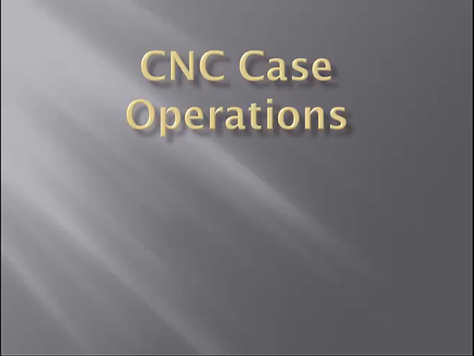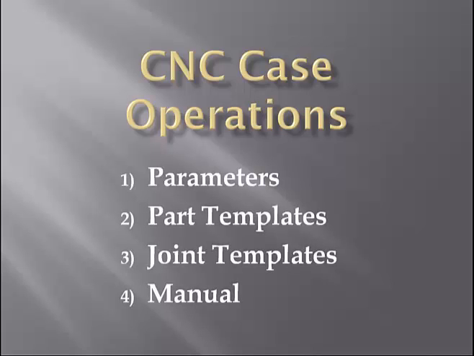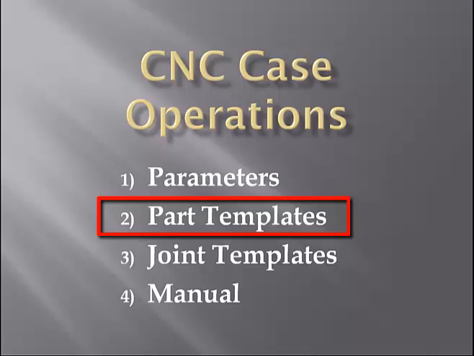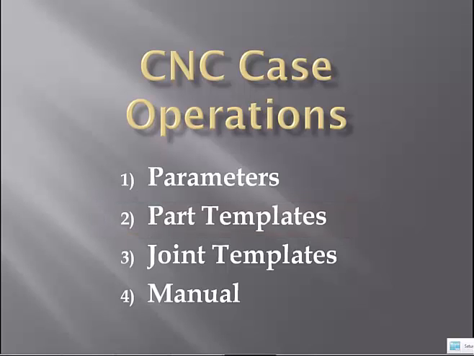This video will continue the discussion of CNC operation for case parts and focus specifically on part templates. Part templates are used to add automatic operations to a type of part independent of its joinery. For example, you may want to add CNC operations to the tops and base cabinets, the backs on wall cabinets, toe kick on tall cabinets, or just to a front stretcher in all the base cabinets.